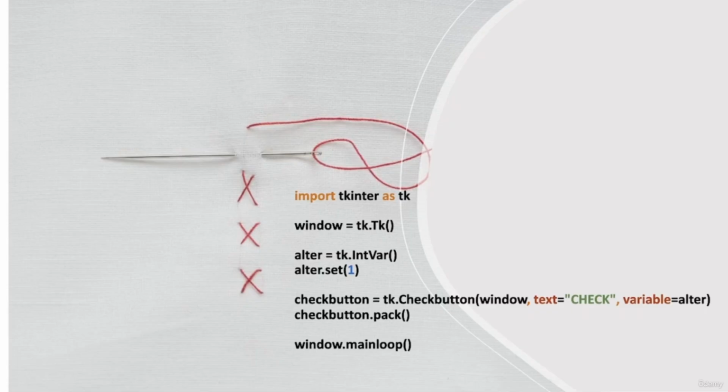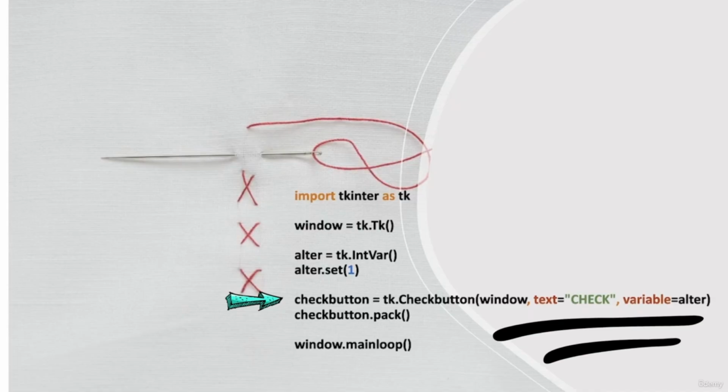We will import Tic-Tac-Toe package as tk, create a window, create an object based on int_var class, apply set method to our object, and an integer value of 1 as an argument. Next, we will create a checkbutton. Use the checkbutton class and place 3 arguments.